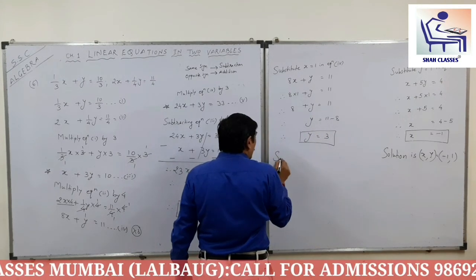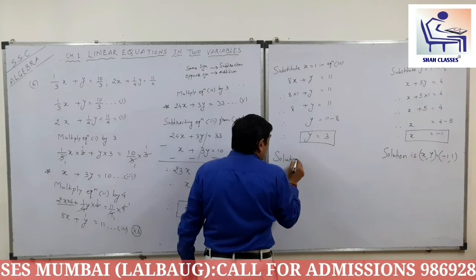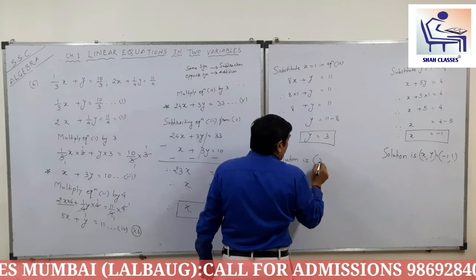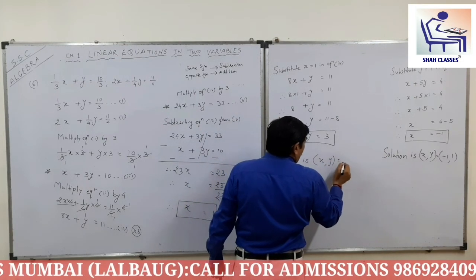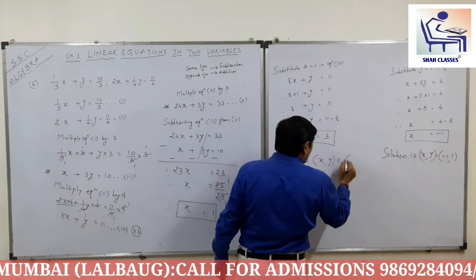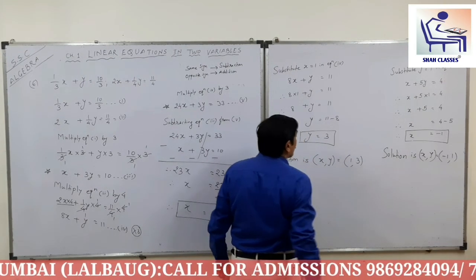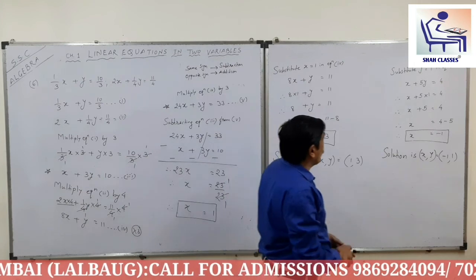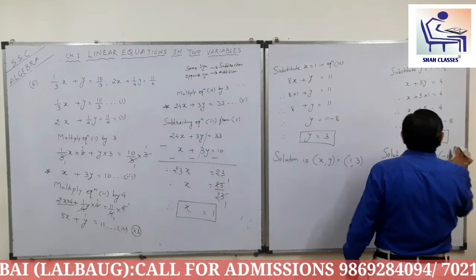Now we have to provide the solution. That is your final answer. The solution is x is equal to 1 and y is equal to 3. So this is your final answer.